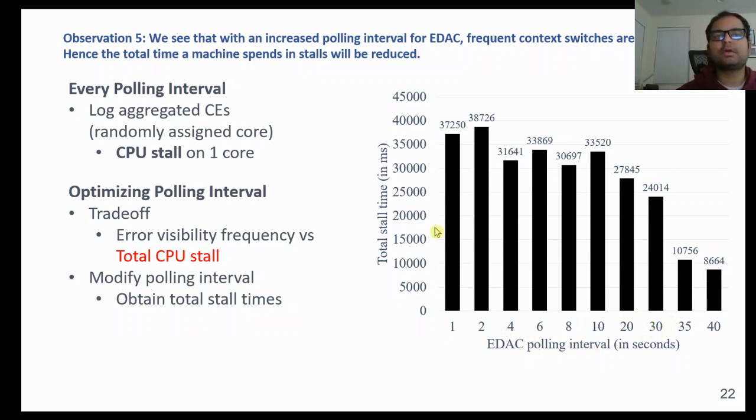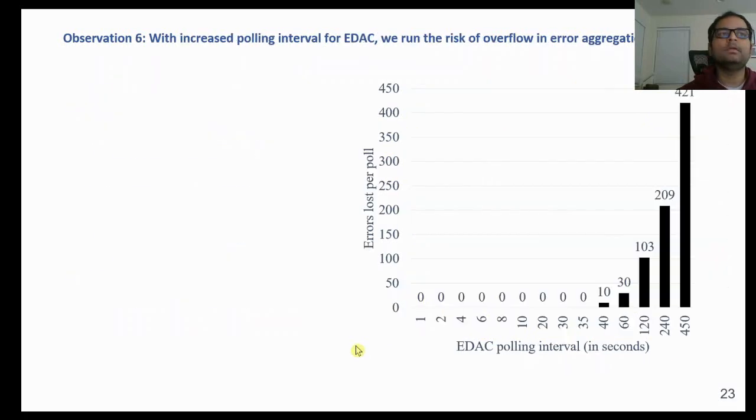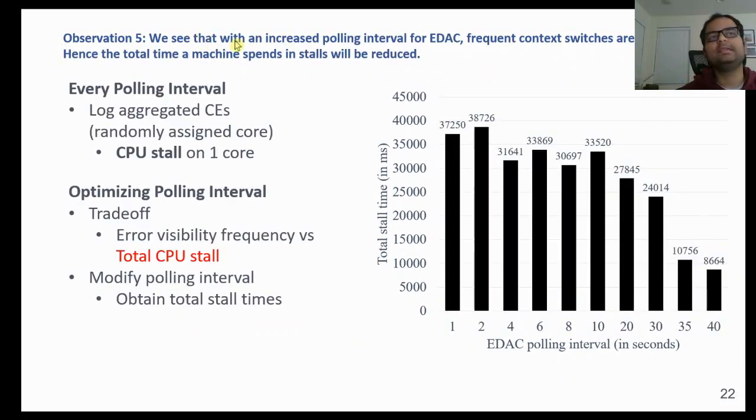So in essence, if you are logging very few correctable errors every second, where you would cause a CPU stall on one core every second, instead of that, you are now causing one CPU stall every 30th second. As a result, the total stall time that your CPU spends while giving you the same observability of errors is less. So the key observation here is that with an increasing polling interval for EDAC, frequent context switches are reduced. Hence, the total time a machine spends in stalls will be reduced.